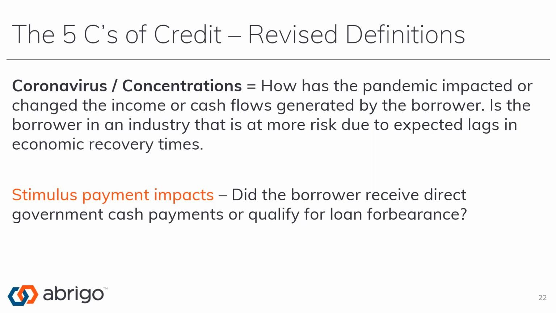And the stimulus payment impact, when you look at those financials, you're going to need to understand, did the borrower receive direct government cash payments or qualify for loan forbearance? And so when you get your 2020 financials, and we'll talk about financials and objective analysis here in a few minutes, are you going to back those out? What is the real impact if they don't get additional payments? And how does that impact not only their debt service coverage ratios, but also their cash position? So Thomas, you can go to the next slide.